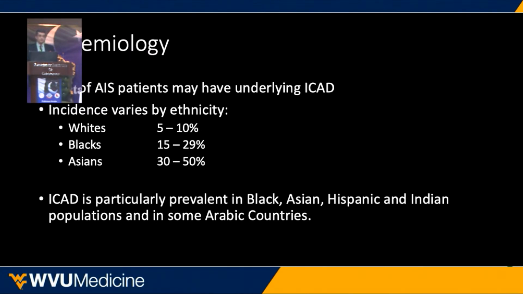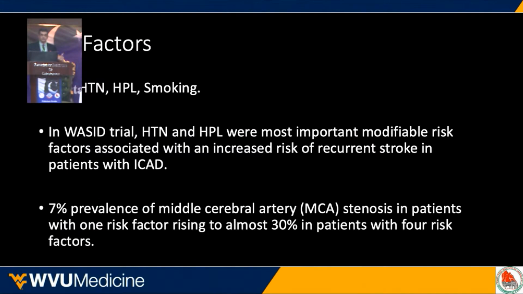The incidence does vary by ethnicity. There is a relatively larger incidence of intracranial atherosclerotic disease in Blacks, Asians, Hispanic, Southeast Asia, and in some Arab countries. So we are in a belt where probably our incidence of intracranial athero is higher. The risk factors are the same as for any vascular disease.